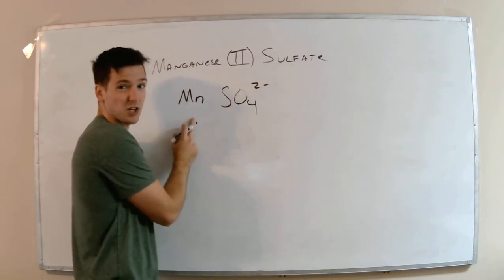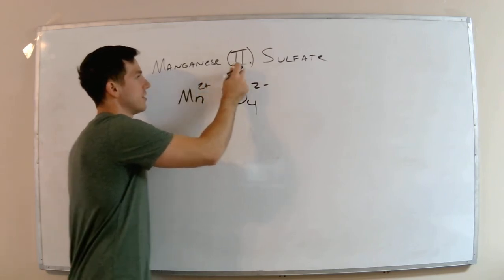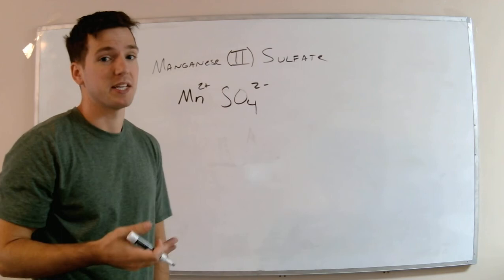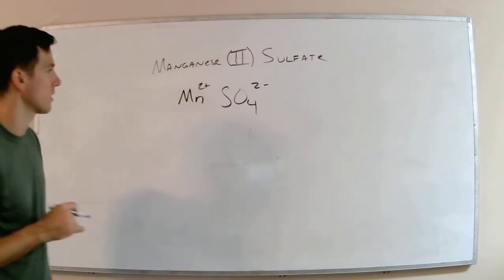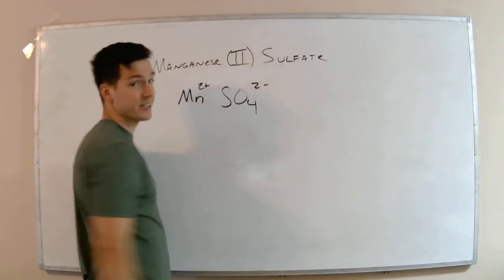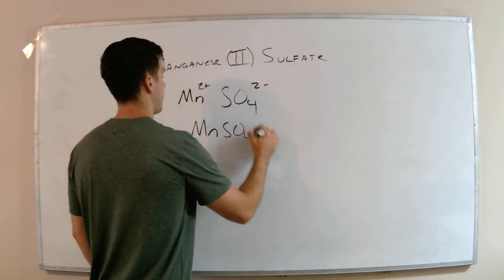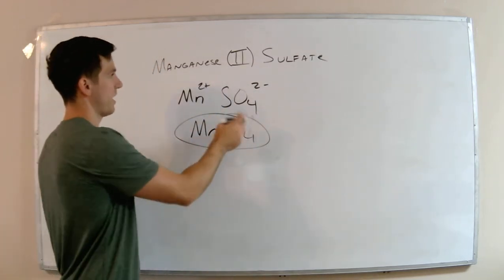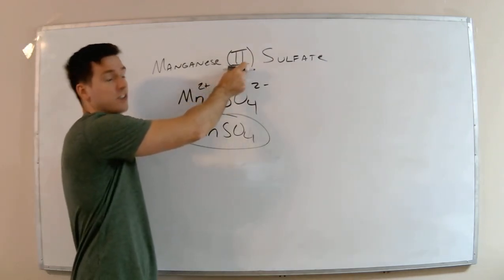And manganese, what's the charge on it? 2 plus. A good reminder that Roman numeral is not how many manganeses there are, that's the charge on the manganese, okay? Make sure you remember that. So 2 plus 2 minus, they're canceled out, so this guy is just MnSO4. So manganese 2 sulfate is just MnSO4. Again, charge, not how many manganeses there are, just the charge.